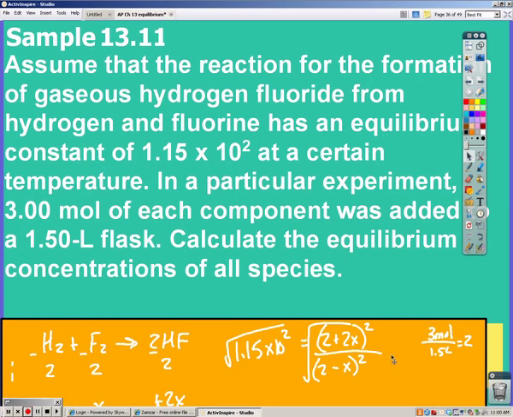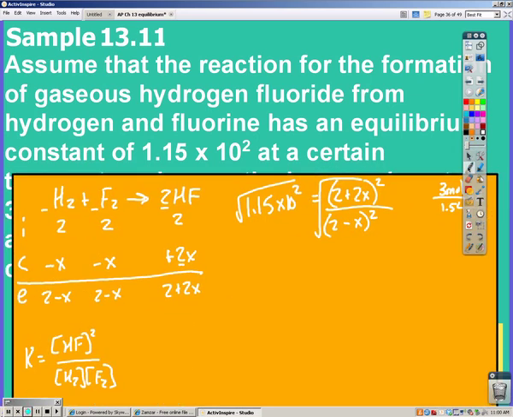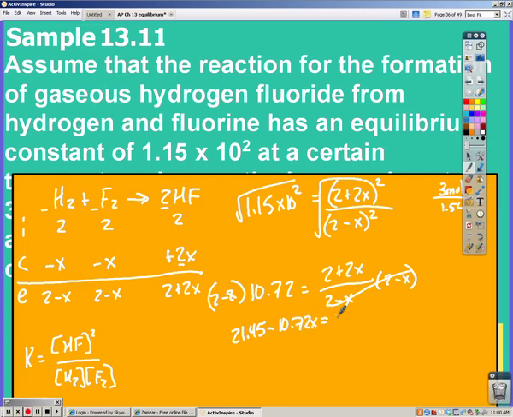So square rooting both sides, I get 10.72 is equal to 2 plus 2x over 2 minus x. Multiply both sides by 2 minus x, and solve for x by distributing and then combining like terms.